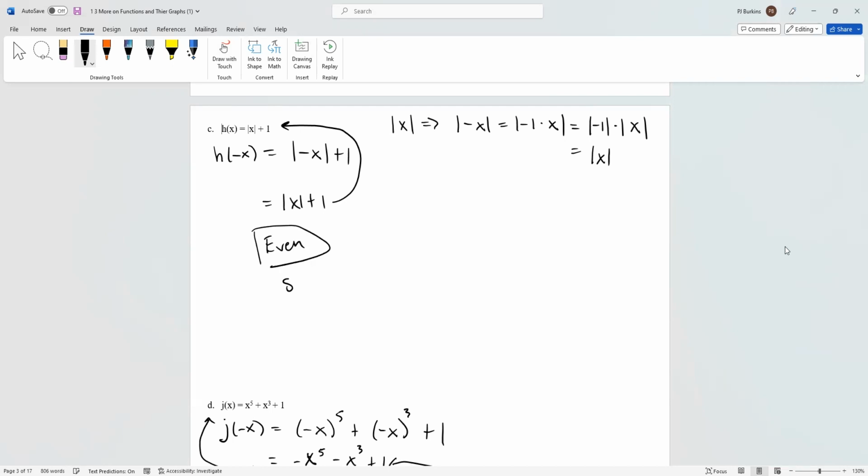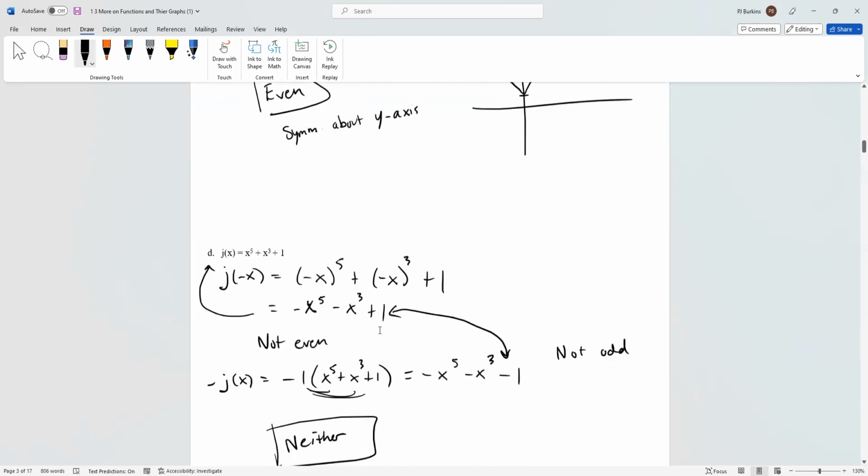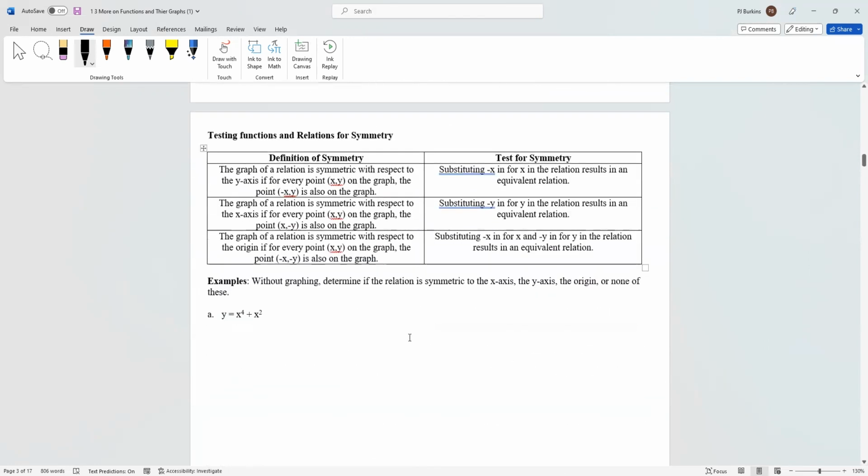and has symmetry about the y-axis. And it's an absolute value function that's shifted up 1 unit, so it's going to look something like this if you wanted to plot it in your calculator. Okay. All right, so that concludes that section.